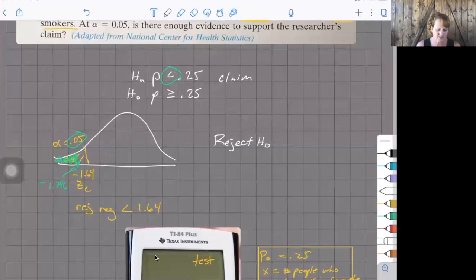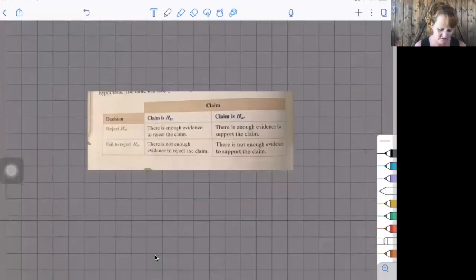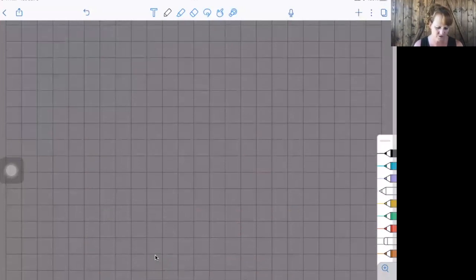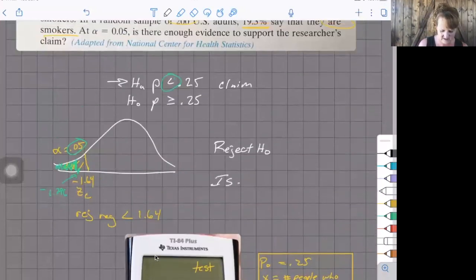Okay, so that's where my class calc people are going to go. We're going to reject H naught. All right, so my claim is HA, and we're rejecting H naught. Rejecting H naught, they overlap in this square, so there is enough evidence to support the claim.